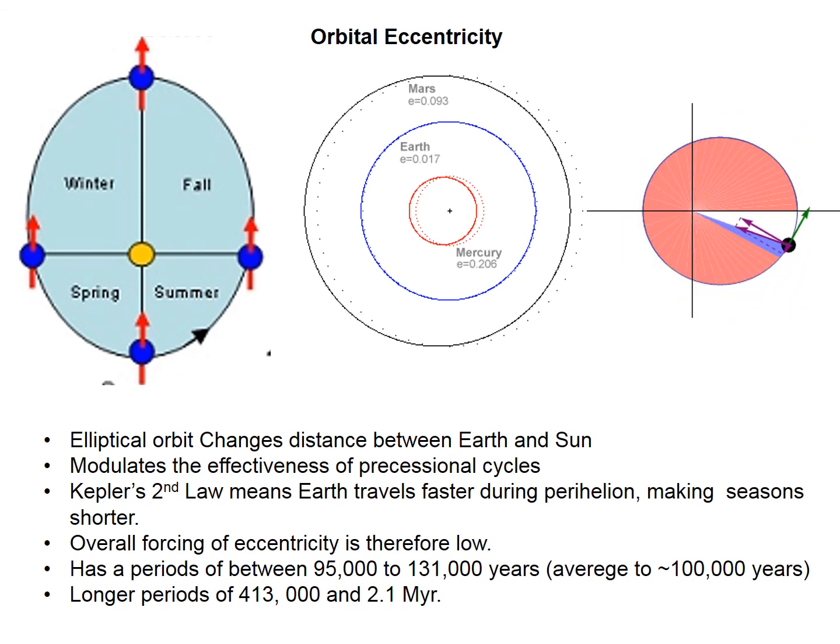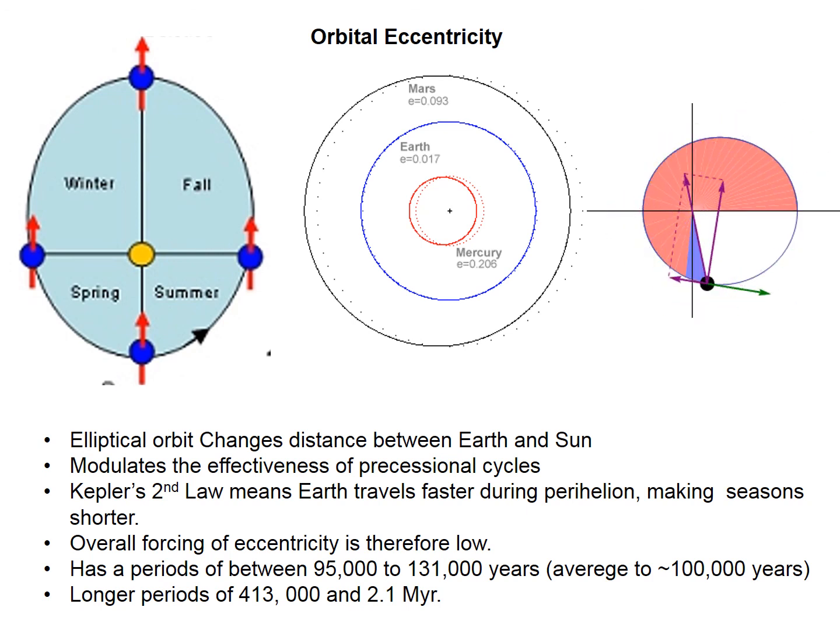These are quite big effects, being nearer the sun and changing the length of the season, but they kind of cancel each other out in terms of the total radiation received that summer. So it turns out that the radiative effects of orbital eccentricity are not that great, but they are important for modulating the effect of precession.